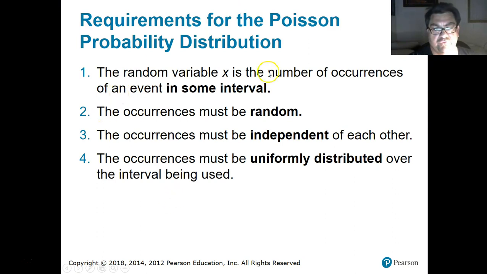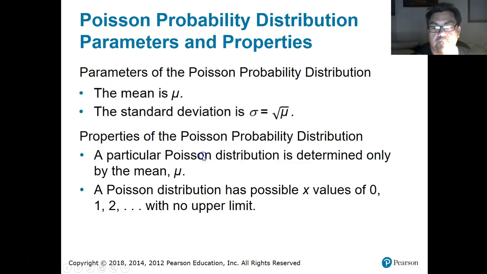Random variable x is the number of occurrences in some interval. The occurrences must be random, makes sense. The occurrences must be independent of each other, perfect. The occurrences must be uniformly distributed over the interval being used. Great!